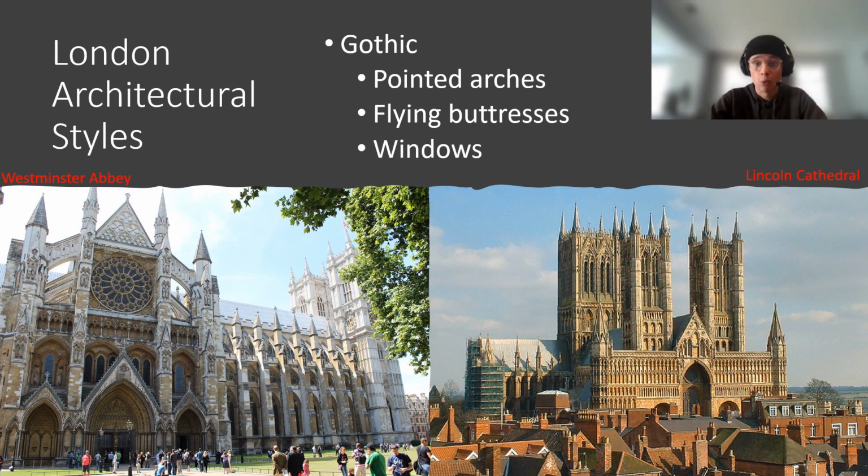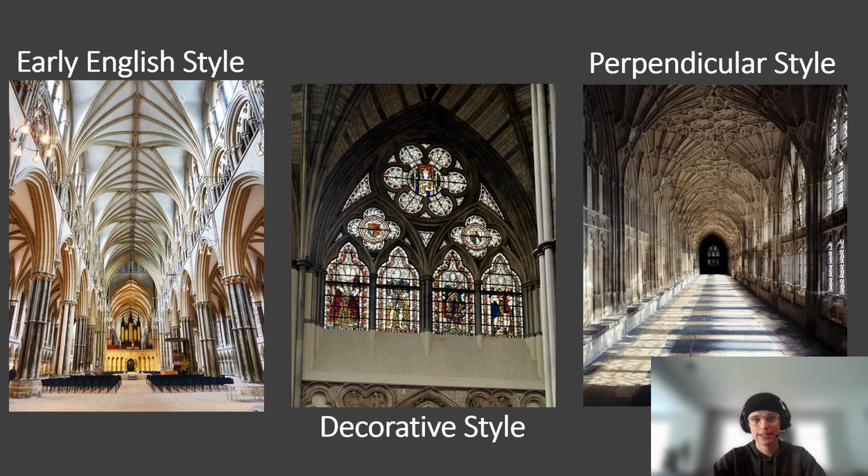So thinner walls, larger windows. And so, looking back, historians have broken up English Gothic style into three phases: the early English style, the decorated style, and the perpendicular style, which we will take a look at briefly on the next slide. All right, so now we're talking about the early English style, decorative style, and perpendicular style.